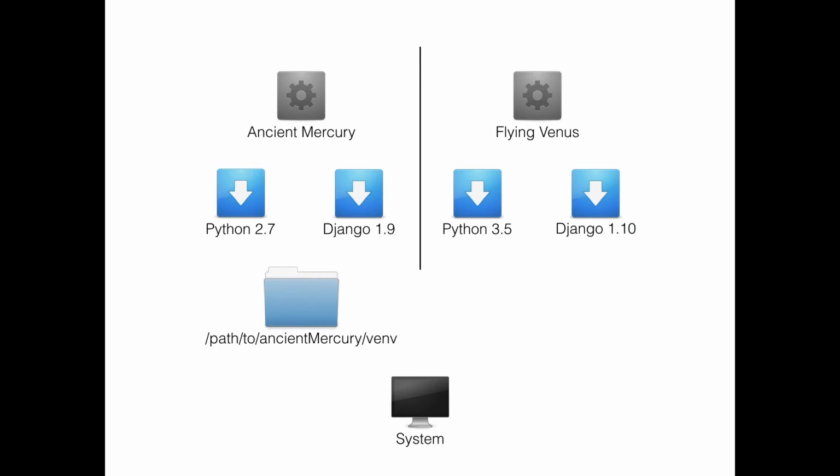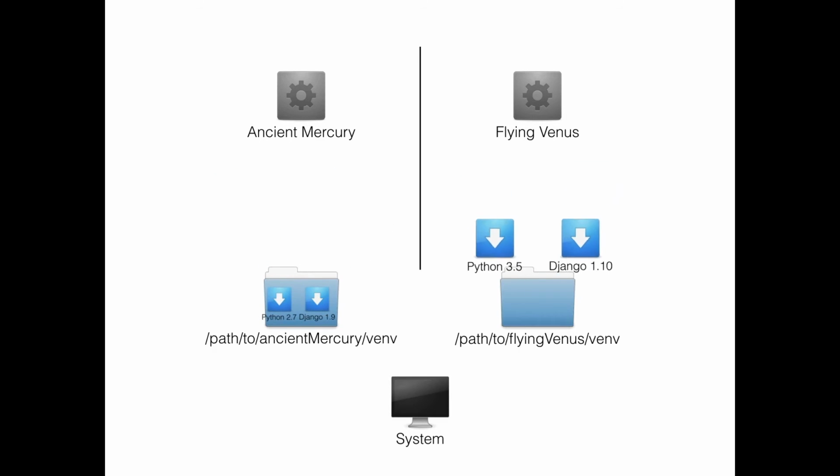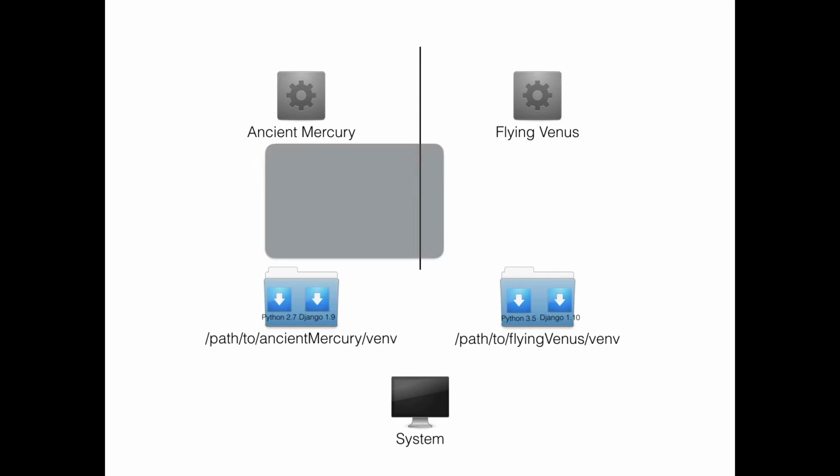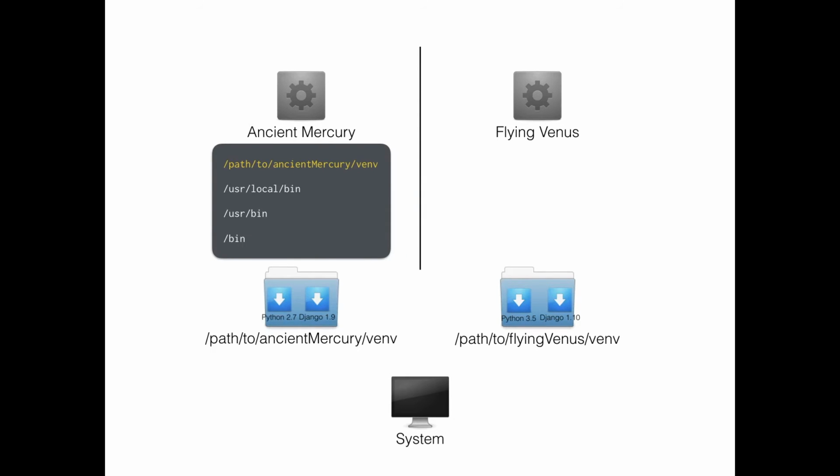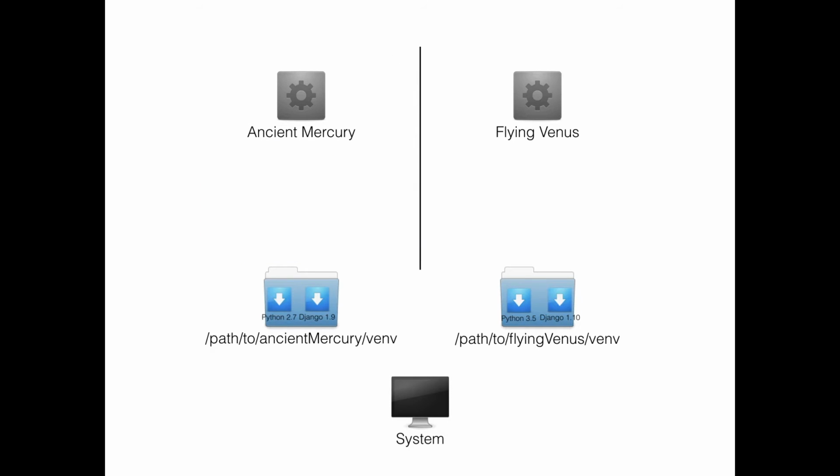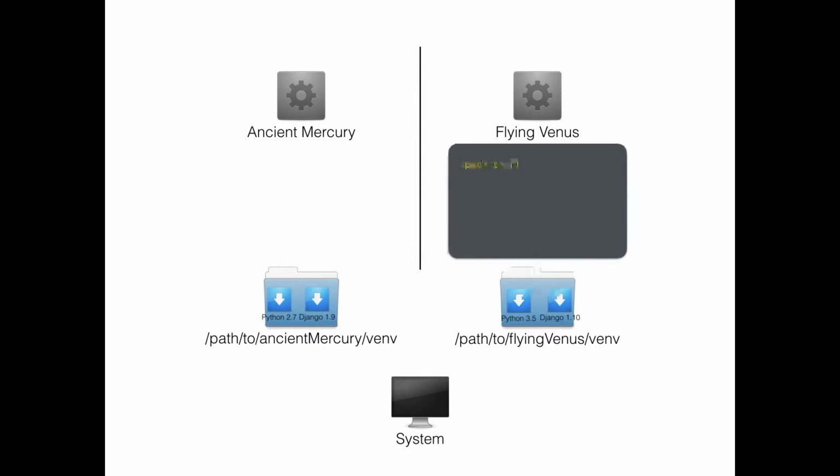We will create one venv directory per project that will hold all the necessary packages. We'll update the path variable specific to the Ancient Mercury environment to hold this directory at the top, so that when Ancient Mercury calls out for the package Django, the version installed within this directory is picked up. Likewise, we will update the path variable while working on the Flying Venus project also. When Flying Venus calls out for the package Python, the version installed within this directory is picked up.